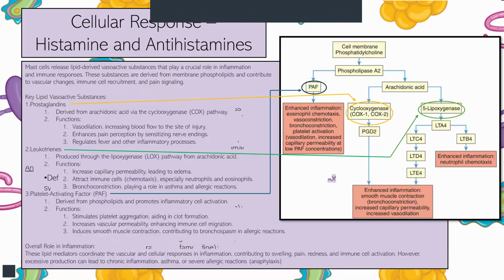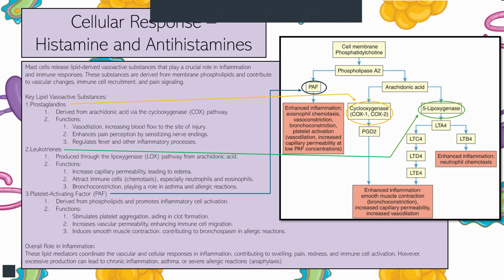Mast cells release lipid-derived vasoactive substances that play a crucial role in inflammation and immune responses. These substances are derived from membrane phospholipids and contribute to vascular changes, immune cell recruitment, and pain signaling. Prostaglandins, derived from arachidonic acid via the cyclooxygenase pathway, function by increasing blood flow to the site of injury through vasodilation, enhance pain reception by sensitizing nerve endings, and regulate fever and other inflammatory processes.